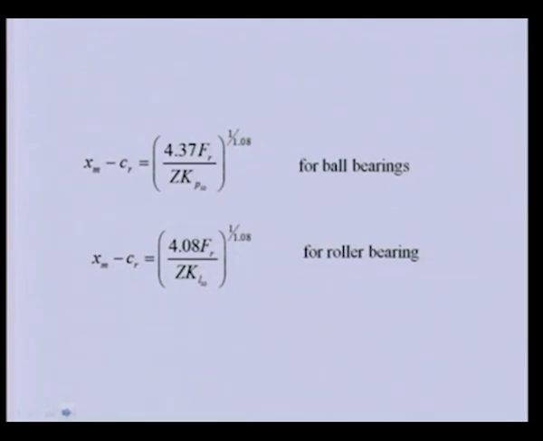So for ball bearing, in place of Fm, we have substituted 4.37 Fr by Z in the previous relations. Similarly for the roller bearing. And now for particular load Fm, the deformation of that particular roller which is just below the radial direction of the external load is given by this, and they are related by Hertz relations like this for ball bearing and roller bearing. So this is for one particular ball or roller.